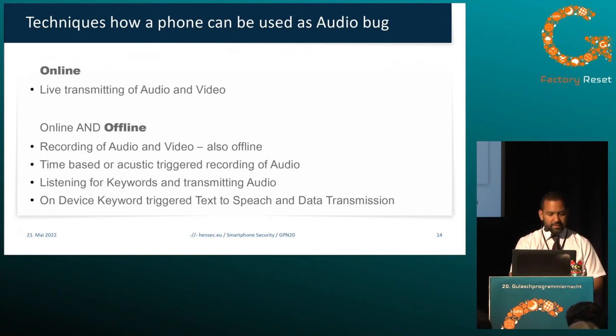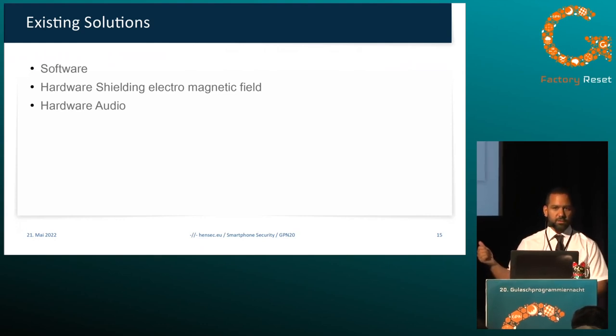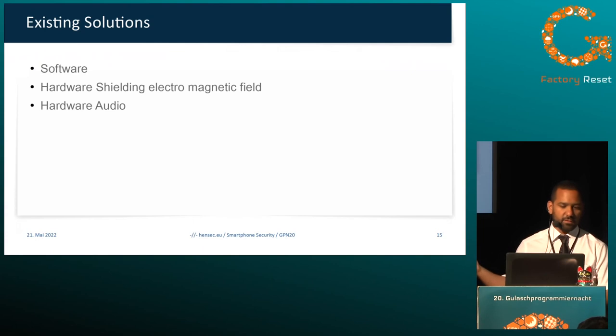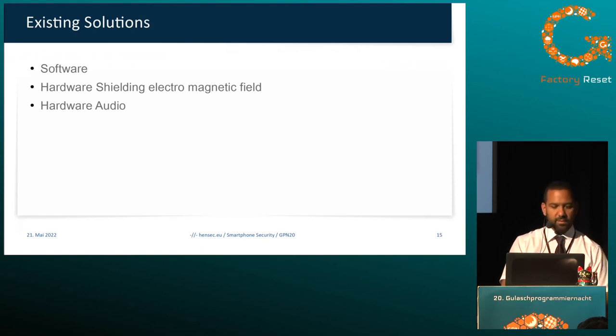So we see the big enemy, so to speak. What are the possibilities to fight against this? Basically, there are three attempts: software solutions, a hardware solution based on shielding the electromagnetic field, and a hardware solution based on shielding the audio. These are the main areas where many companies go to make their products.